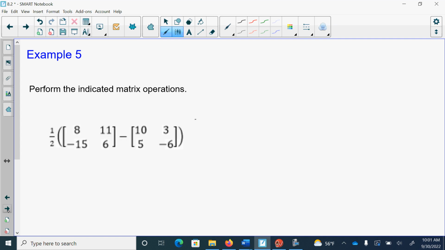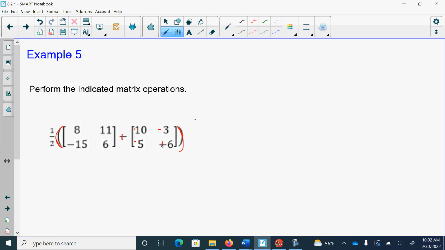Perform. So here I have this 1/2 out in front, subtracting these two matrices. When I subtract, you can either choose to add the negative or you can try and remember to subtract. Does that make sense? Okay. Well, I could go through here, make this plus, and then make this negative 10, negative 5, negative 3, positive 6. Now I have a choice.